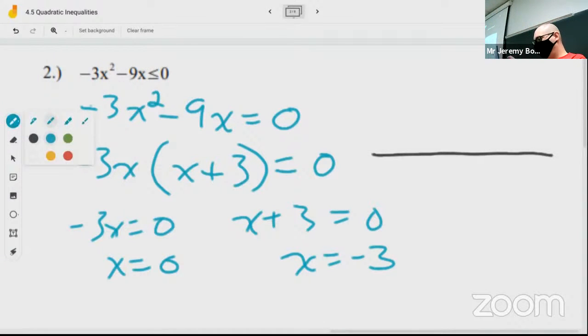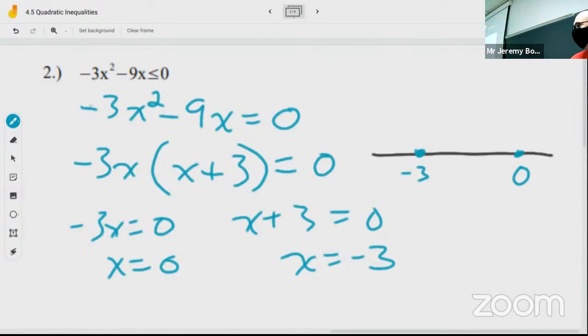Remember, you want to do them in order. So negative 3 is less than 0. So we're going to put negative 3 here. We're going to put 0. Be careful with that. That's a common thing people mess up, especially if you solve it like I did, where 0 is first and then negative 3. So make sure you write it in order.